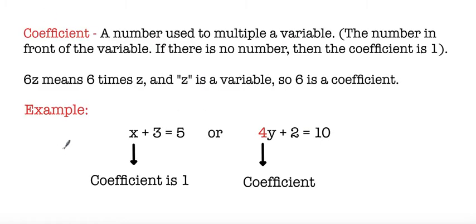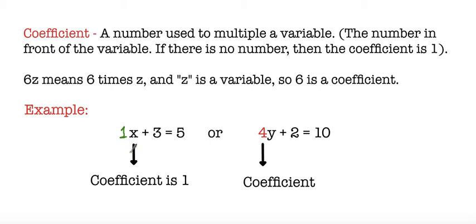Okay, so a coefficient is a number used to multiply a variable, and so basically it's the number in the front of the variable. If there's no number, then the coefficient is 1. So for example, 6z means 6 times z, and z is a variable, so 6 is a coefficient. Here we have x plus 3 is equal to 5. Now, it might not look like there's anything in front of the x, but it is 1x, so the coefficient in this case is 1.